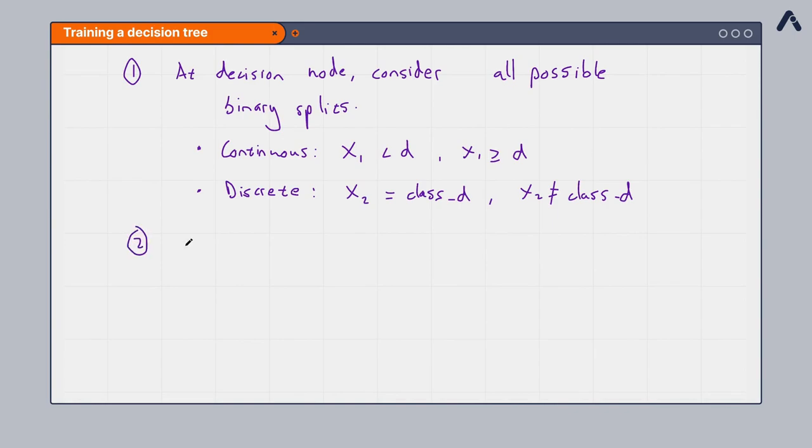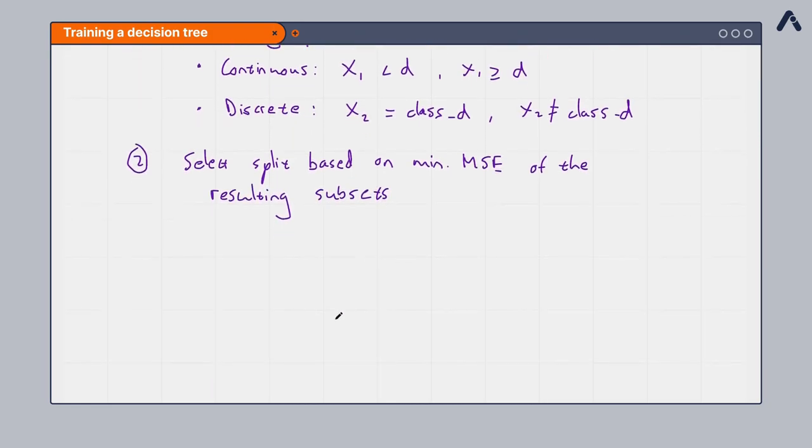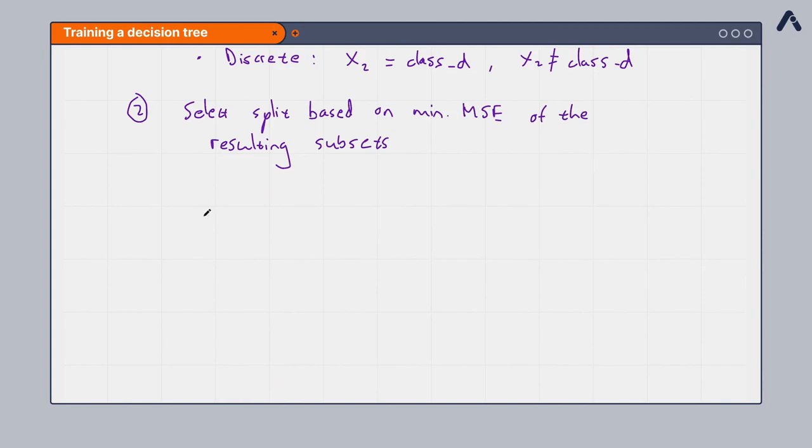Right, step 2 says that once we've considered all these possible binary splits and we've determined whether it's a continuous or a discrete variable, the algorithm is going to select the split based on minimizing the mean squared error of the resulting subsets. So that's a bit of a mouthful. So let's break it down a little bit and try and understand it. Keep in mind, let's always head back to our visualization of this decision tree. We started with the 100 rows and we split that into something like 30 and 70. So let's leave it there for now.